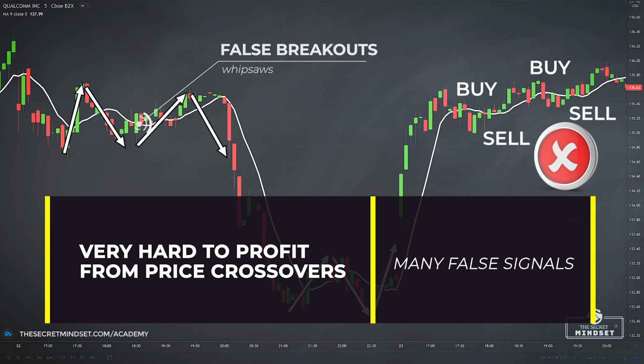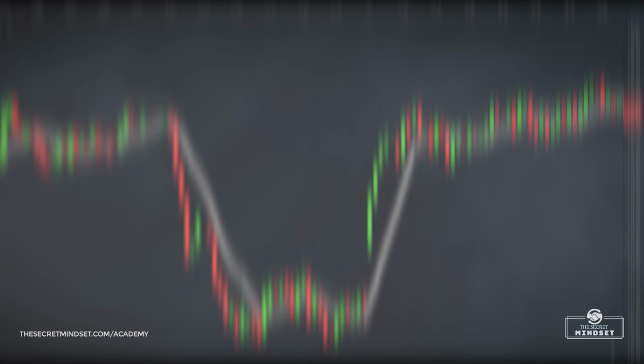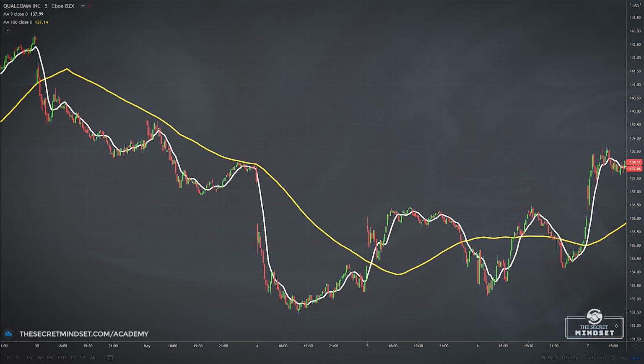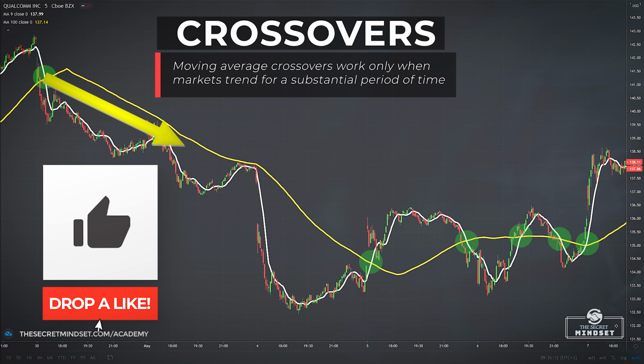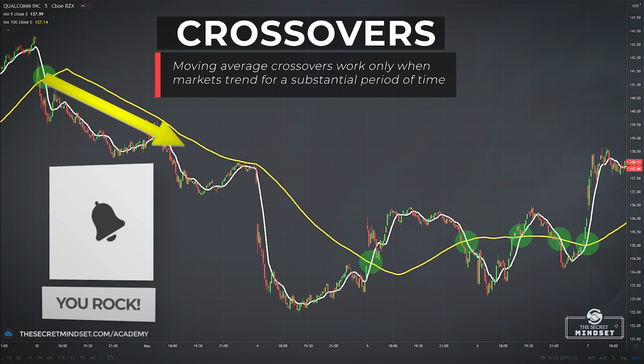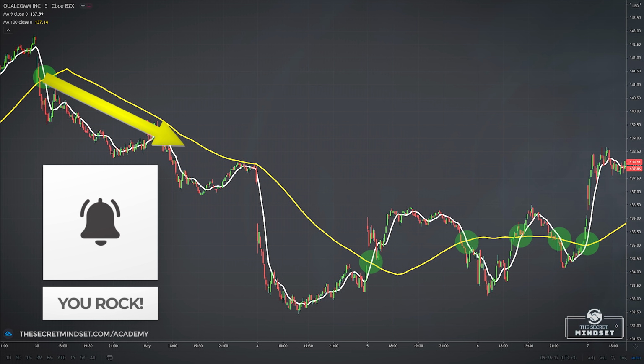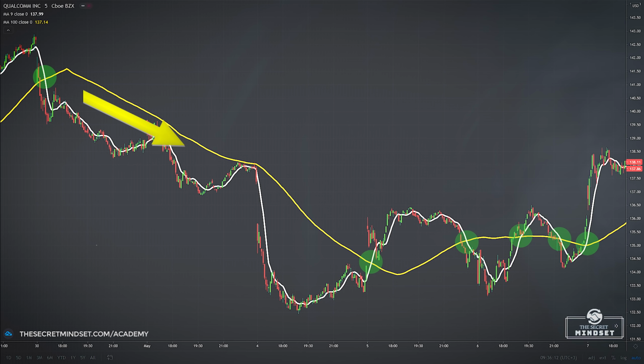You get one signal, a move across the moving average, followed shortly by an opposite signal. These false signals almost always result in a small loss. The same problem happens when you apply a crossover system for scalping or day trading. Moving average crossovers only work when the market trends for a substantial period of time. That is when the moving averages you see on your charts look all nice and pretty. Only problem is that those nice and clean trends don't always happen.